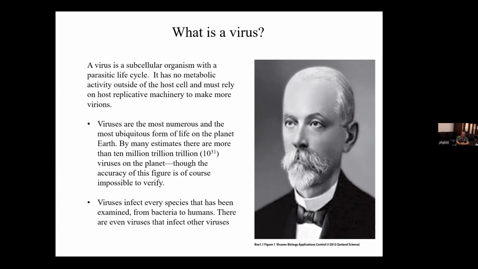Viruses are the most numerous and ubiquitous forms of life on planet Earth. No other species of organism, if you will, on the planet outnumbers viruses. By our best estimates, there are more than 10 million trillion, 10 to the power of 31, viruses on this planet. Of course, this is impossible for us to verify, but we are discovering new species of viruses every year. Every place that we look, whether it's a virus that parasitizes mammals or insects or plants or bacteria, or even other viruses, we seem to find viruses capable of infecting nearly every cell type that we've come across.